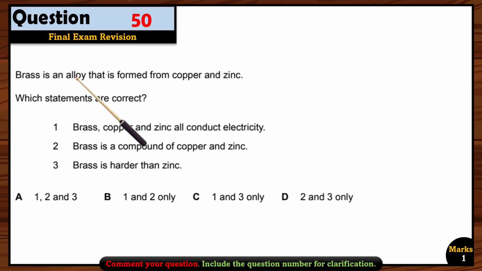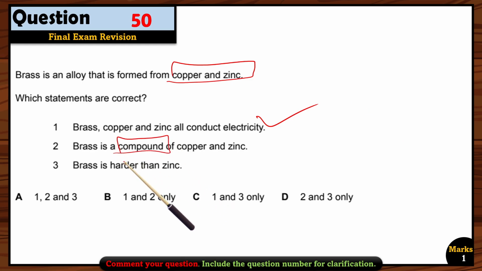50. Brass is an alloy that is formed from copper and zinc. Which statement is correct? Brass, copper and zinc all conduct electricity. Yes, this is right. The alloys of the metals also can conduct electricity. Brass is a compound of copper and zinc. This is a wrong option. It is a mixture. Alloys are the mixture of the metals or metal and non-metal. They are not compounds, okay? So this option is wrong.